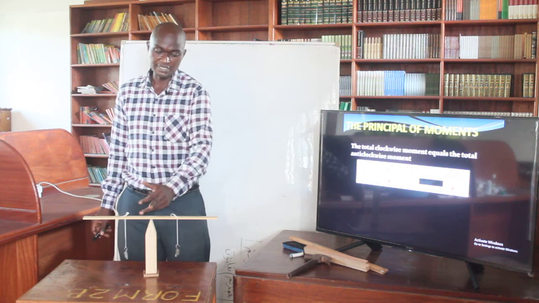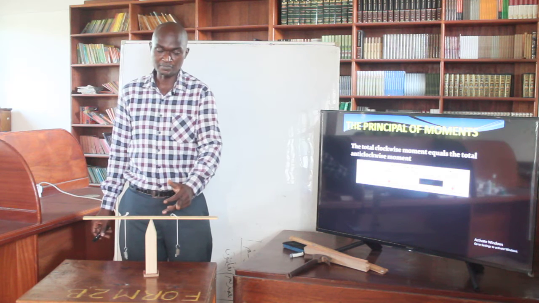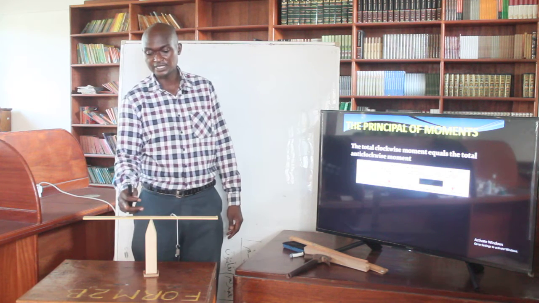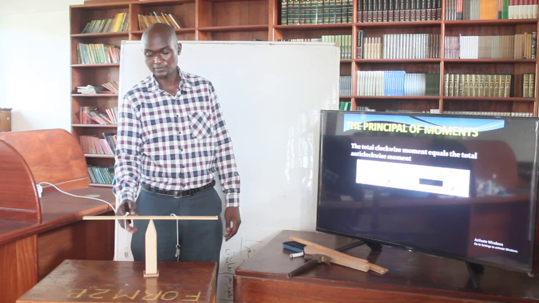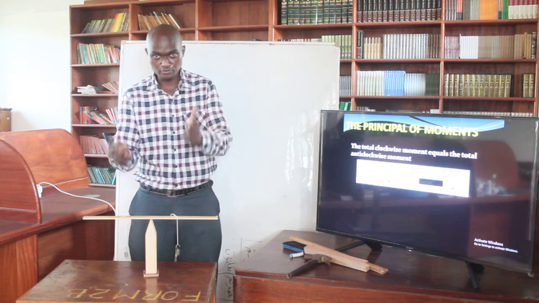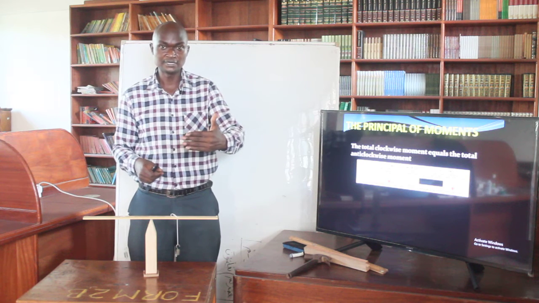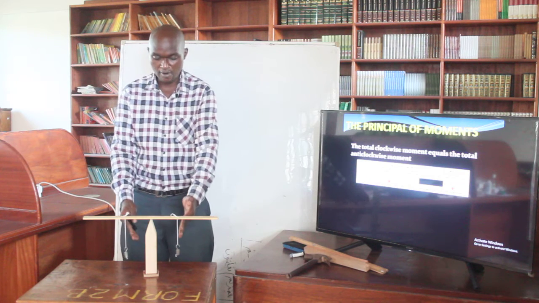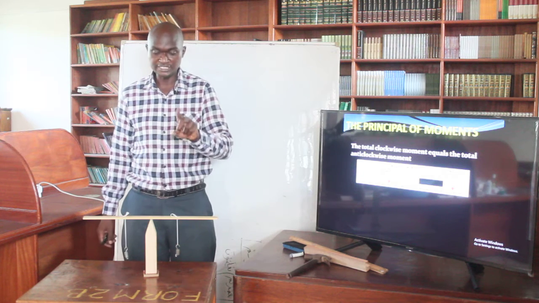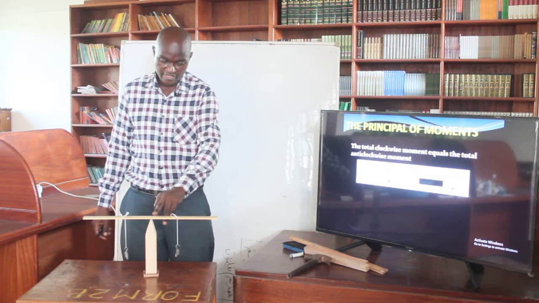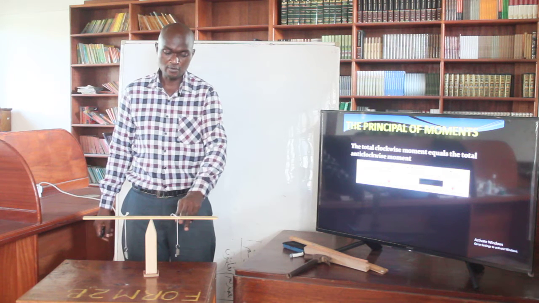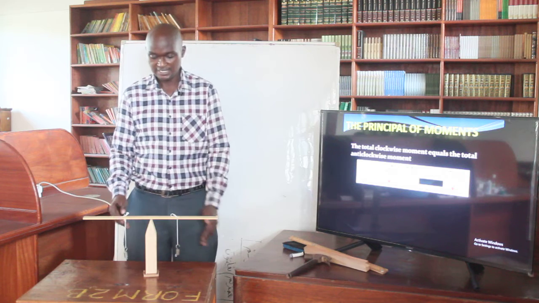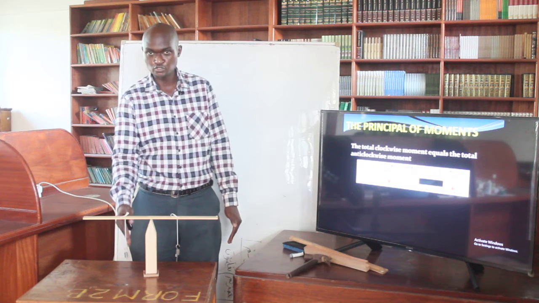So the distance from here to there will be D1 and my weight W1. Distance from here to here will be D2 and the weight W2, or from you it could be vice versa. From your point of view, it's the opposite. But generally we have two weights, W1, W2. We have two distances, D1 from the pivot to the weight 1. Now this direction is what is called the line of action of weight 1. This is the line of action of weight 2.